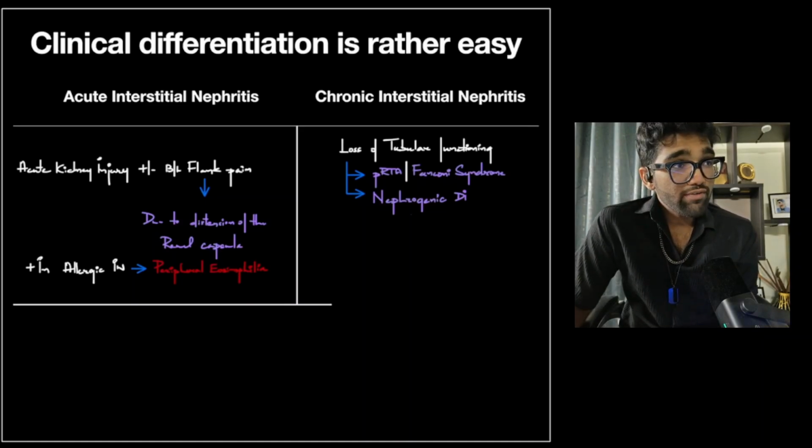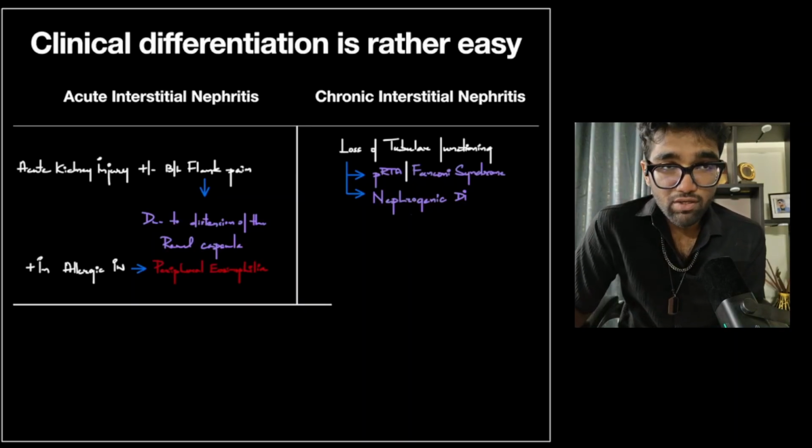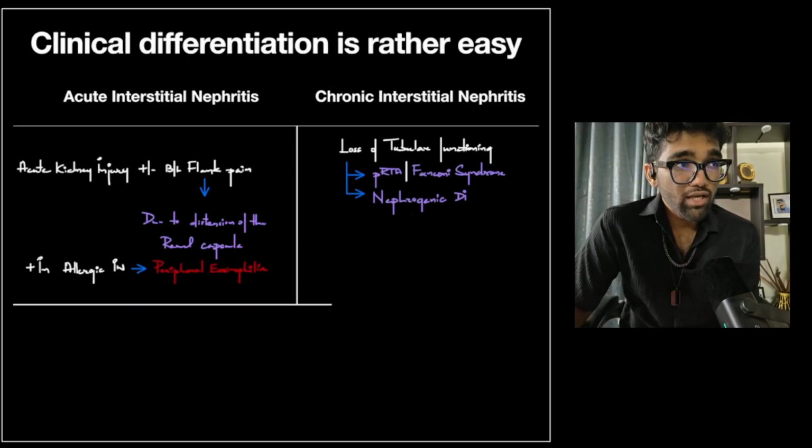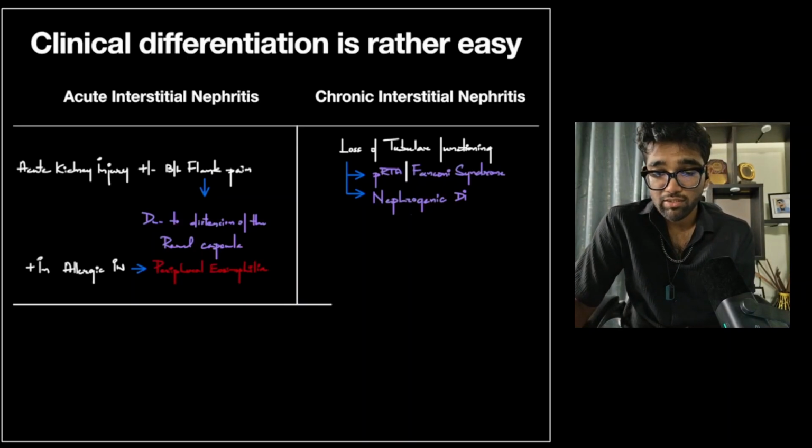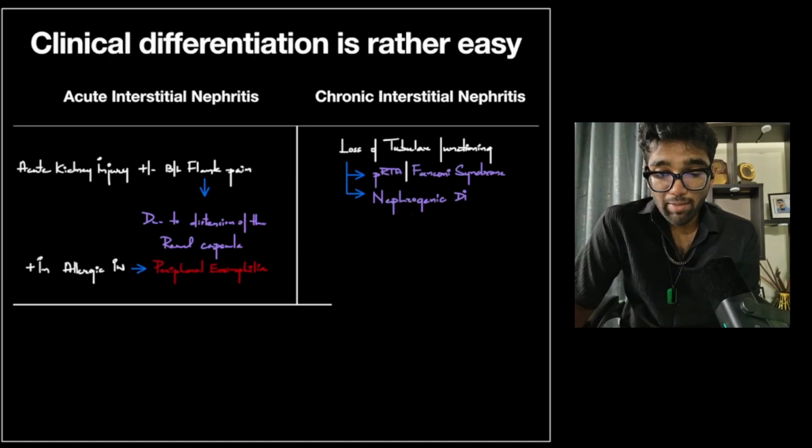Then we can also have nephrogenic diabetes insipidus. Both of these I will be discussing in detail in our evaluation of patients with hypokalemia and patients with polyuria, respectively. I'll let it be for now.